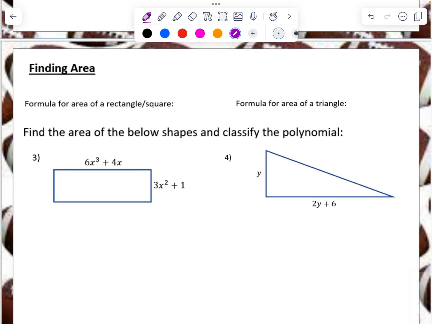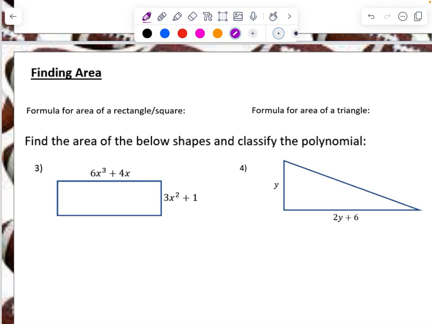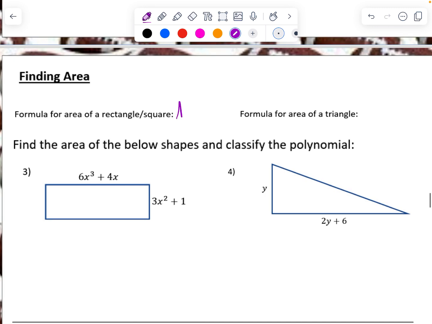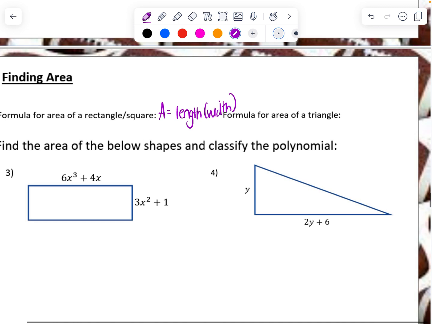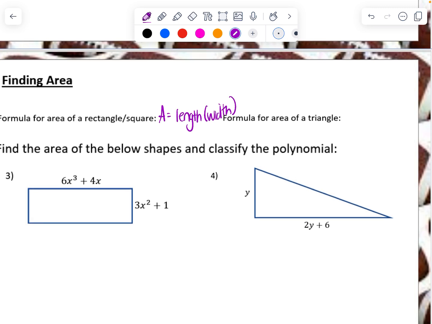All right, we're also going to use your knowledge of finding the area of shapes to find the area and classify the shape. So the formula for finding the area of a rectangle or square, area equals length times width. So we're going to be multiplying. The formula for area of a triangle, personally, I do the exact same thing, but I just cut it in half. So area equals, I guess we call it base times height. But I don't like to multiply by 1/2. I like to just divide by 2. But whatever way you're used to doing area is perfect. So find the area of the shapes, classify the polynomial.